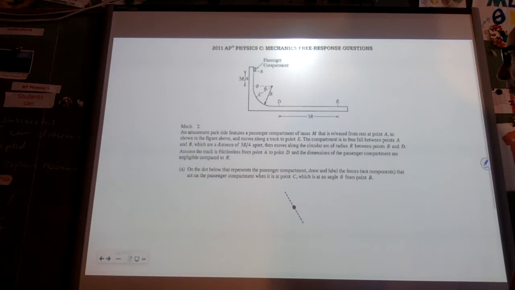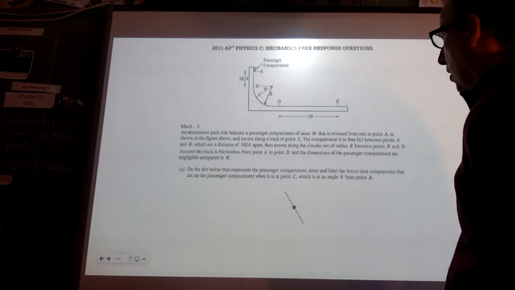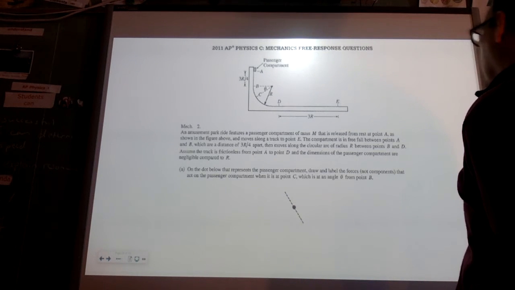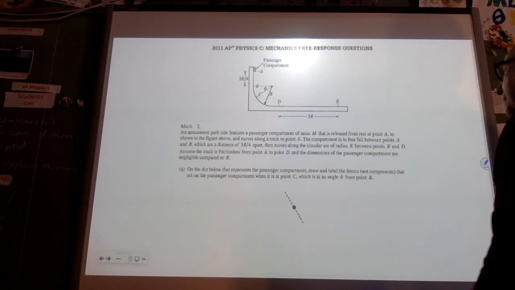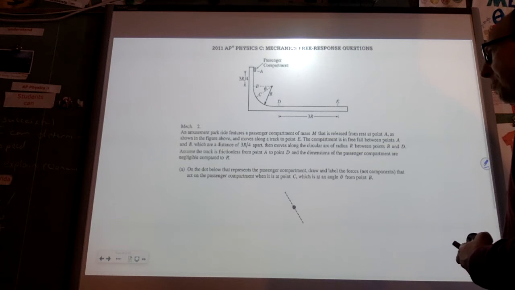An amusement park ride features a passenger compartment of mass M that is released from rest at point A, shown in the figure above. It moves along a track to point E. The compartment is in free fall between A and B. A and B are distance 3r over 4 apart, then it moves along a circular arc of radius r between points B and D. Assume the track is frictionless from A to D. The dimensions of the passenger compartment are negligible compared to R.